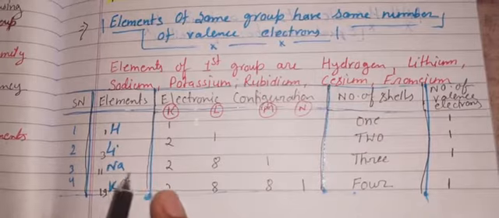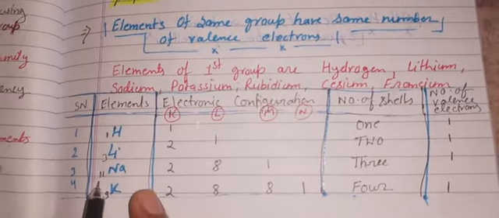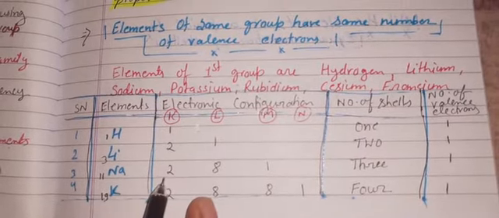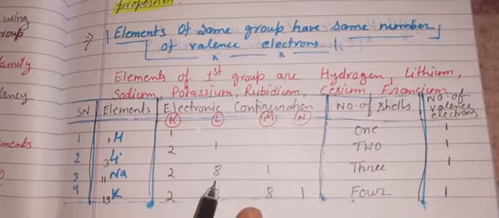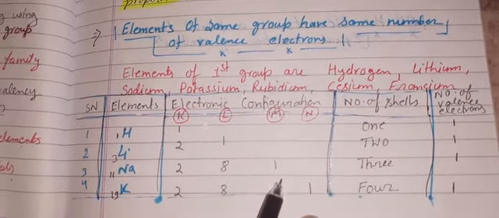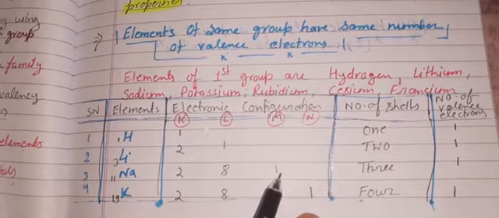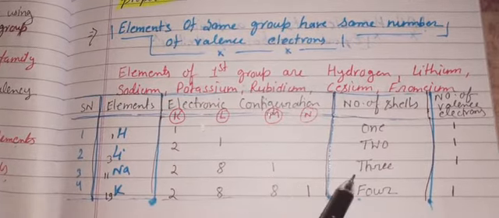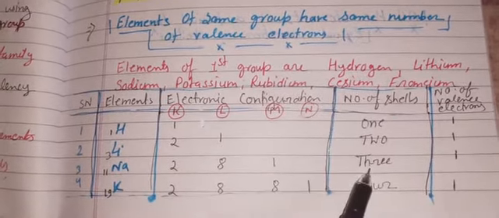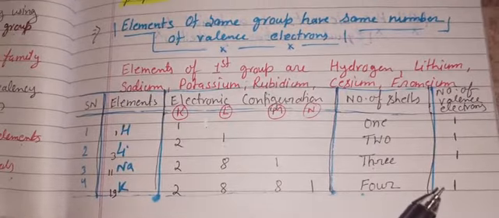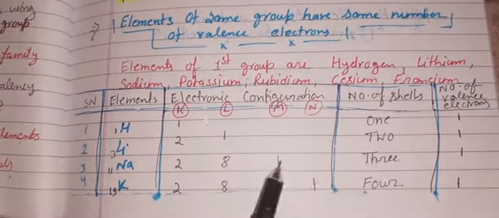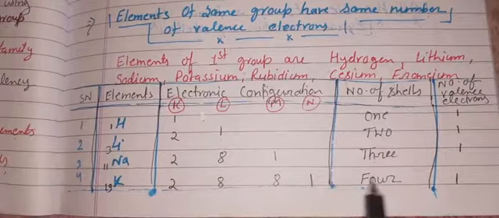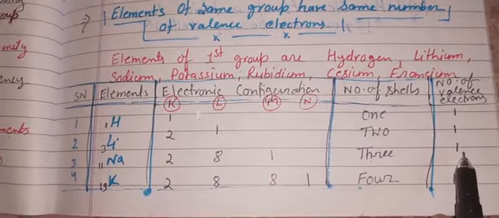Similarly in sodium I have shown you there are 3 cells, because 11 electrons are there, so 2 electrons in the first orbit, that is the K cell, then the second orbit, that is the L cell, and 1 is left, that is in the third cell, that is the M cell. Okay, so how many cells are there? 3 cells. Okay, see the size of atoms is increasing, but in the outermost orbit the number of electrons is 1. So I have written the number of valence electrons is 1.